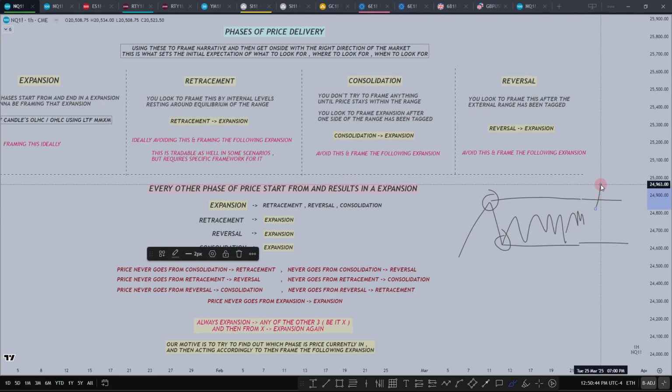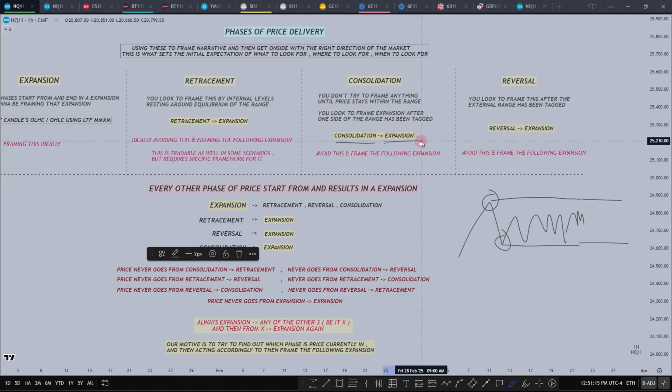How do you frame that? I have taught previously, but I would share an example in like 5-10 minutes. Just a second. You look to frame expansion, like could be manipulation here, could be true breakout over here, but you only look to frame an expansion to any side once either side, extreme range high or extreme range low, has been tagged. You don't look to frame anything until price stays inside the range.